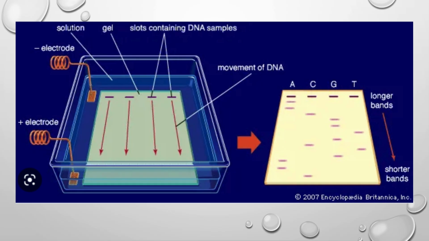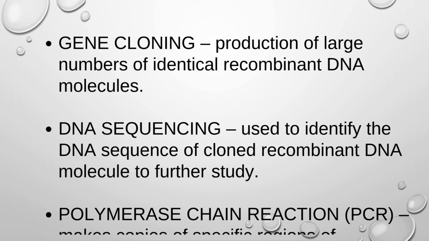Okay, now let's look at another process related to genetic modification. We have gene cloning, DNA sequencing, and polymerase chain reaction or PCR. Gene cloning is the production of large numbers of identical recombinant DNA molecules. Now, DNA sequencing is used to identify the DNA sequence of a cloned recombinant DNA molecule for further study.